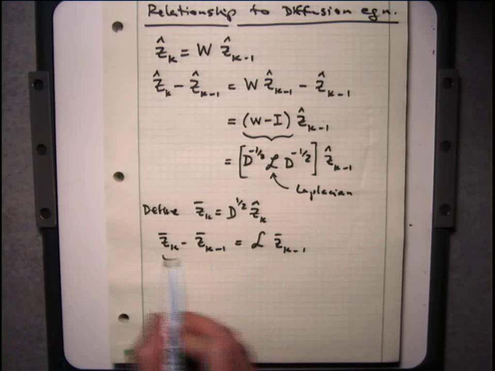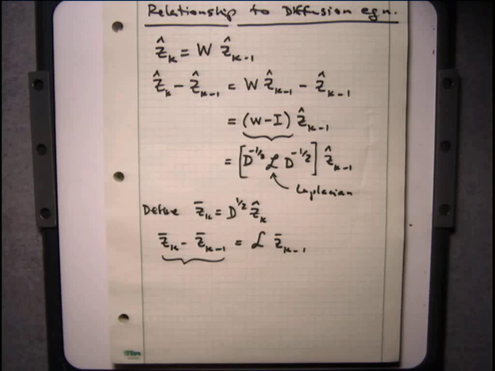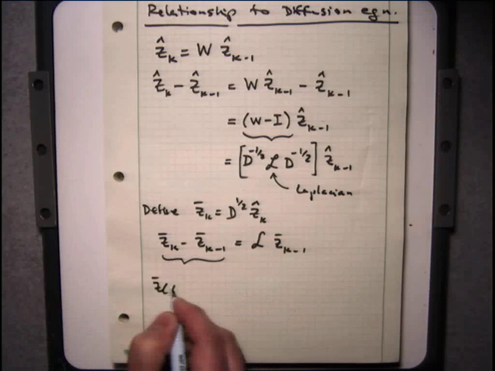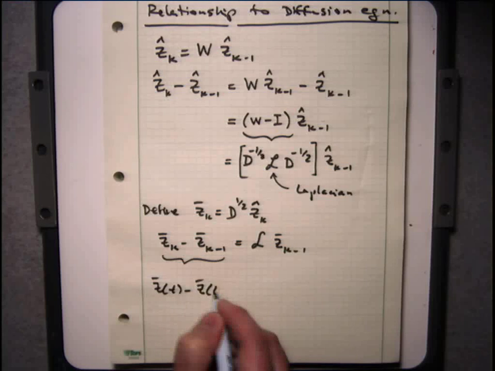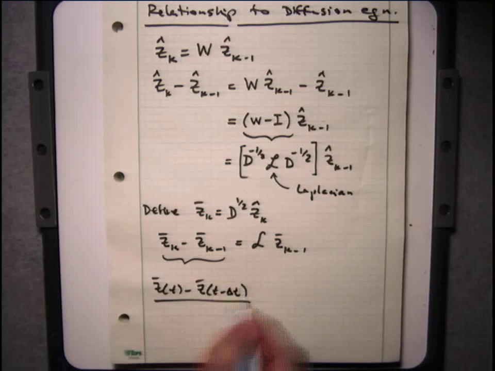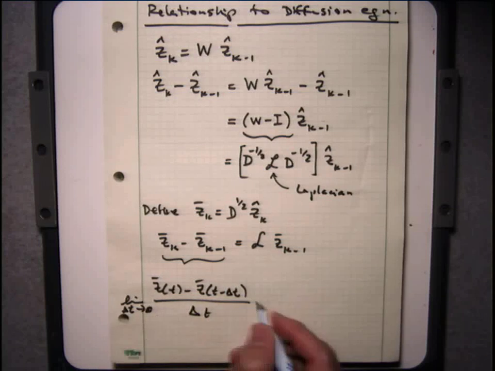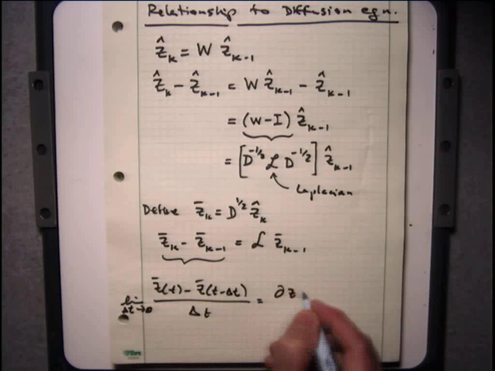But this left-hand side can be thought of as a discretization of a derivative. So if you think of z bar as evolving not as a function of an index, but as a function of time, then this is approximately something like z bar of t minus z bar of t minus delta t, divided by delta t. Okay? Which really is just a derivative. So the limit of this as delta t goes to 0 is in fact the derivative. So this is d z bar t dt.